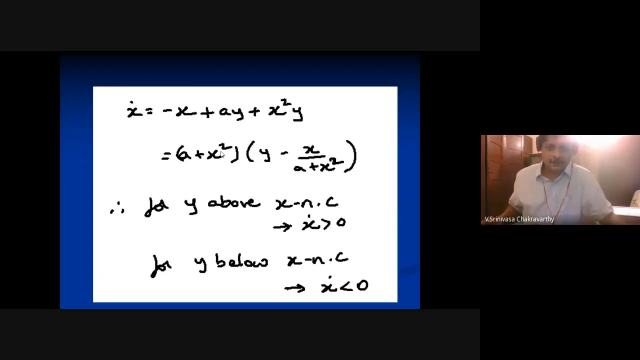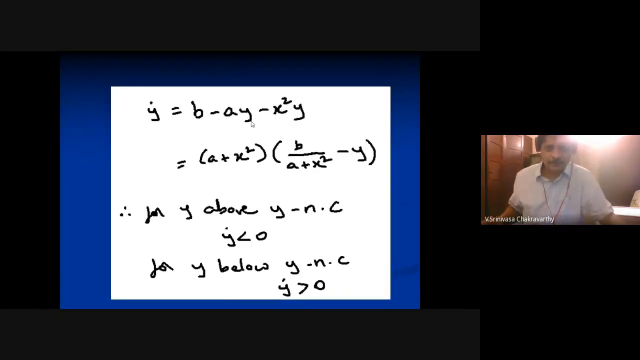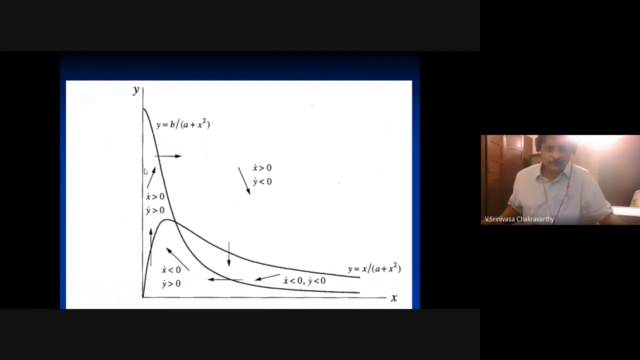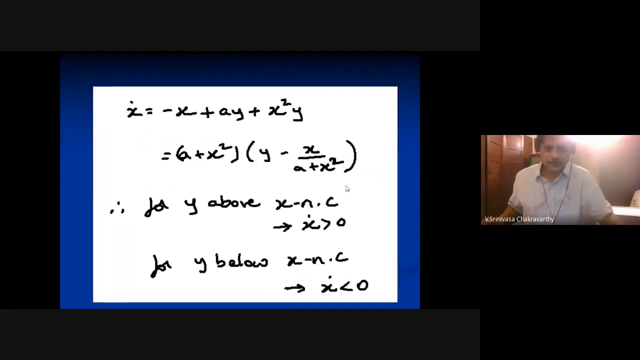Then for y dot equal to 0, I get this. Again, same story. So this equal to 0 means y equal to b by a plus x squared. So y equal to x by a plus x squared, that is the x null line, and y equal to b by a plus x squared, that is the y null line. So if you plot these two, you will get the null clines. The first one is x by a plus x squared, that's the x null cline.